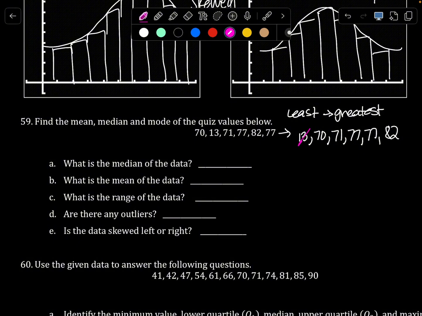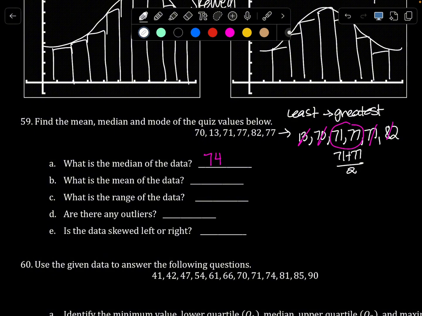Median is the middle number. Cross out first, last, first, last. Wait a minute. We have two middle numbers. How are we going to find the middle number of 71 and 77? It's 74, and the reason is because you take 71 plus 77 and divide by 2, and that gives you the middle number.